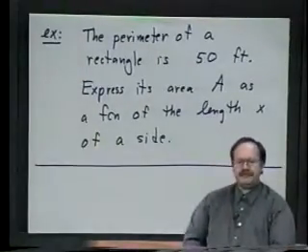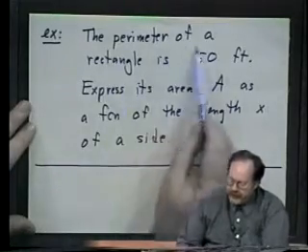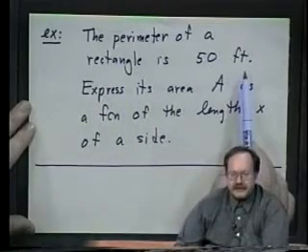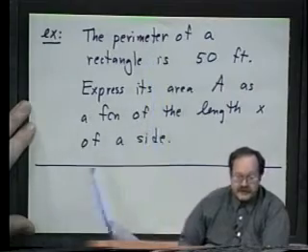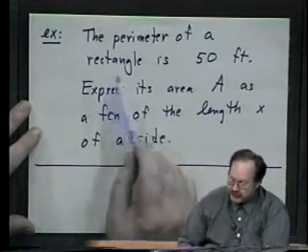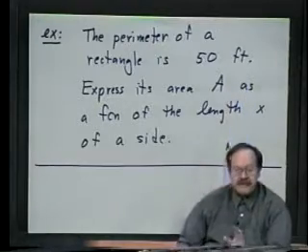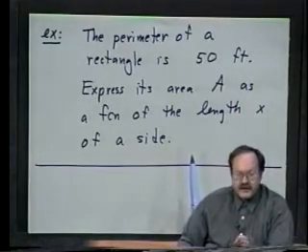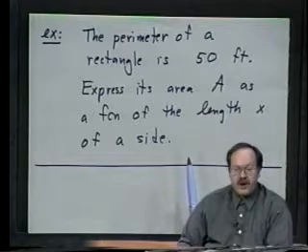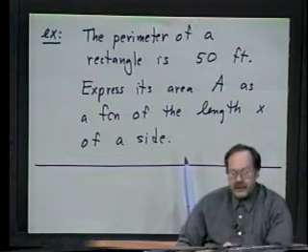Here's the first problem. The perimeter of a rectangle is 50 feet. Now, remember what perimeter is. It's the distance around the rectangle. So the perimeter of the rectangle is 50 feet. Even before I do anything else, I know that when I start solving this problem, I'm going to draw a rectangle. I'm somehow going to mark 50 feet somewhere.